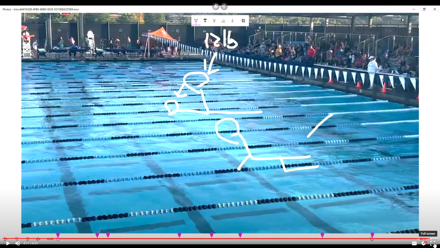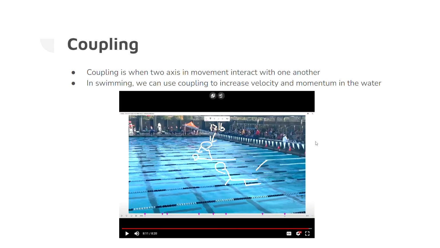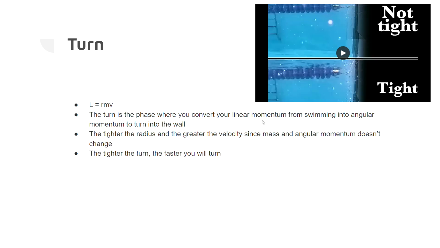Okay, so that was the video on coupling, and now here's the turn. The turn is when you're swimming, you convert your linear momentum from swimming into angular momentum into the wall, and you use the angular momentum equation, and obviously the fundamentals apply here, even in the water. The tighter the radius, the greater the velocity, since mass and angular momentum don't change, just like the figure skater: the tighter the radius of their spin, the faster they spin. So just like that, the tighter the turn, the faster you'll turn.